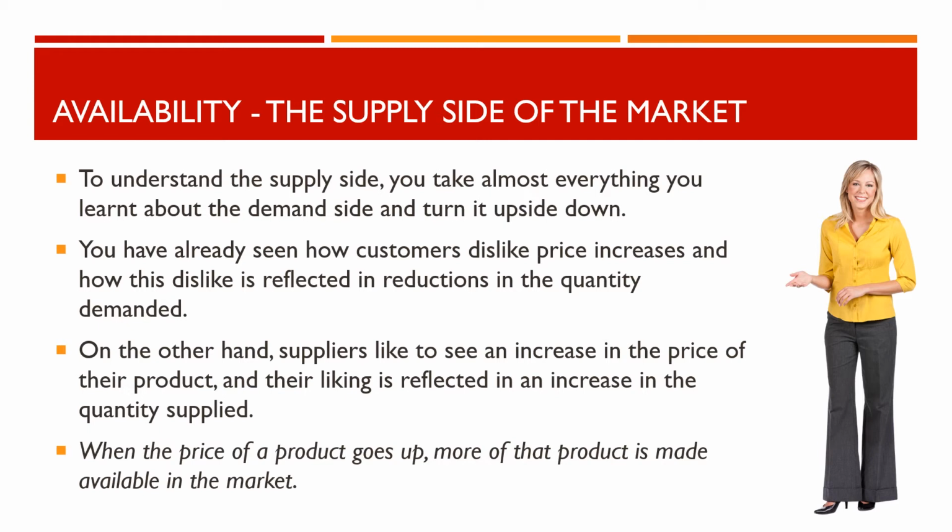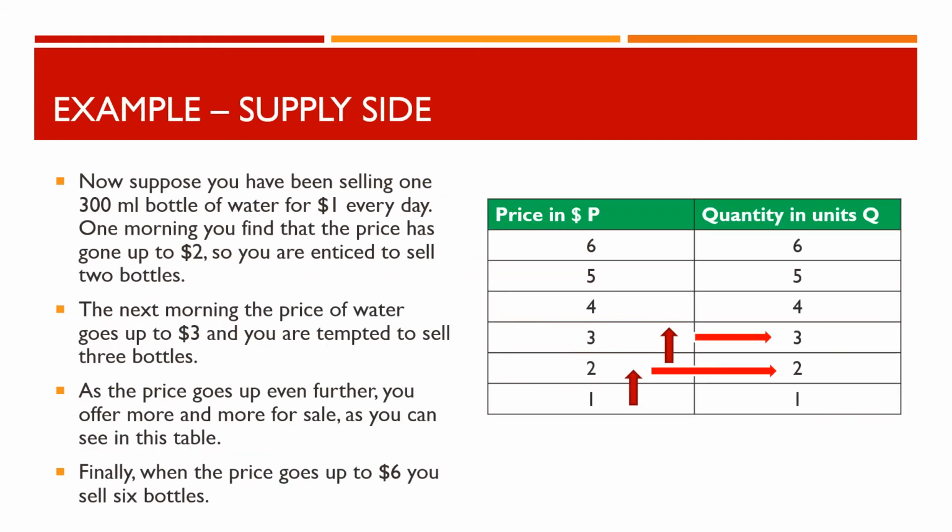You have already seen how customers dislike price increases, and how this dislike is reflected in reductions in the quantity demanded. On the other hand, suppliers like to see an increase in the price of their product, and their liking is reflected in an increase in the quantity supplied. When the price of a product goes up, more of that product is made available in the market. Let's look at an example.